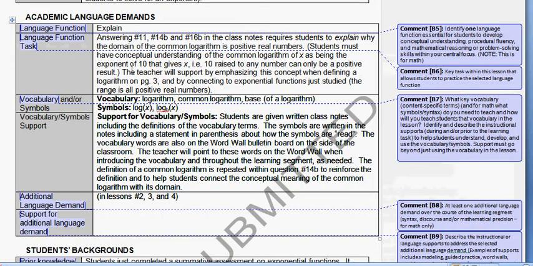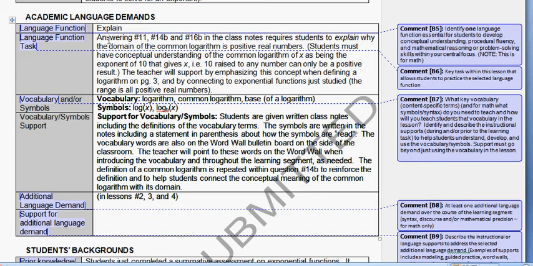Okay, for the sample, the language function I chose was explain. And so that's going to be the same language function throughout the whole learning segment, so for all 3 to 5 lesson plans. So in the first one, you're really just listing that verb or that actual language function. And then in the second box after it, what you're going to do is list the key task within the lesson that allows students to practice the selected language function. So if you're expecting the students to be explaining something, you have to say where in the lesson plan they're going to have the opportunity to do that.